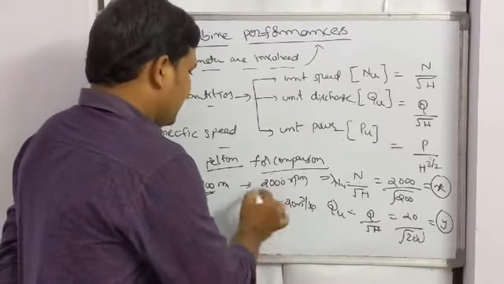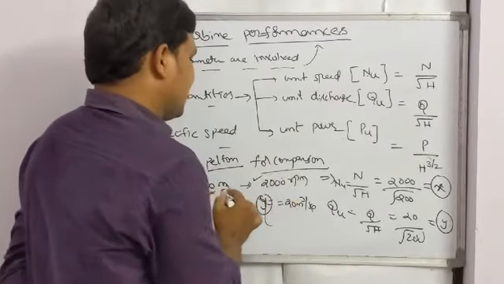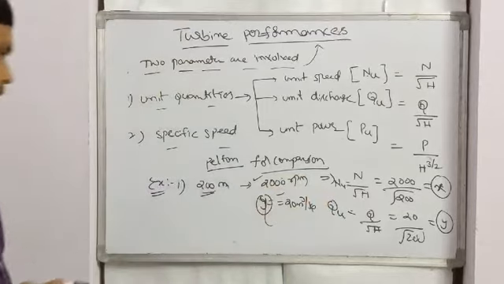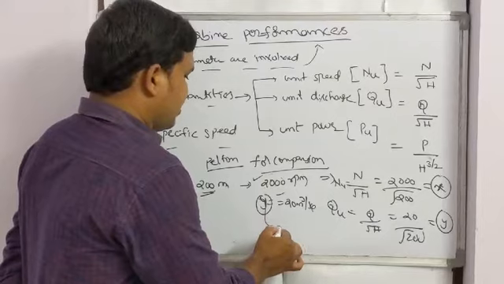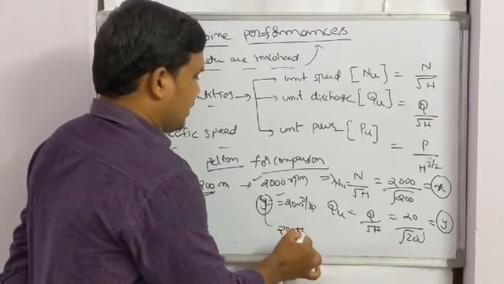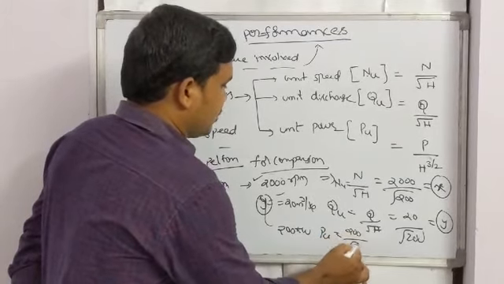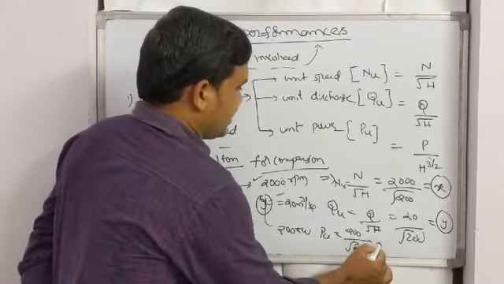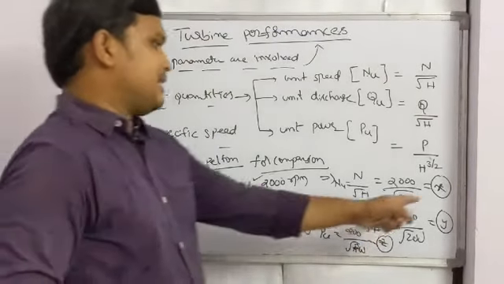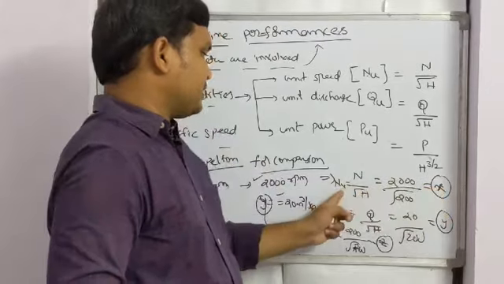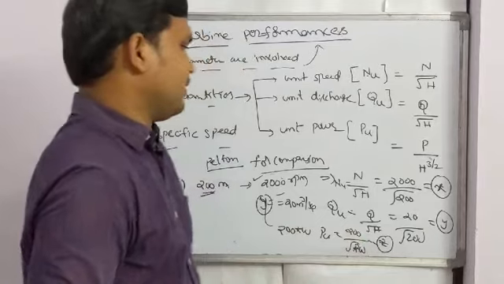So for a particular 200 meter available head, it revolves at 2000 rpm and gives a discharge of 20 meter cube per second, and it gives some amount of power, 200 kilowatt. Then unit power is 200 kilowatt by root over 200, which gives some Z amount of power. So X is the unit speed, Y is the unit discharge, and Z is the unit power.